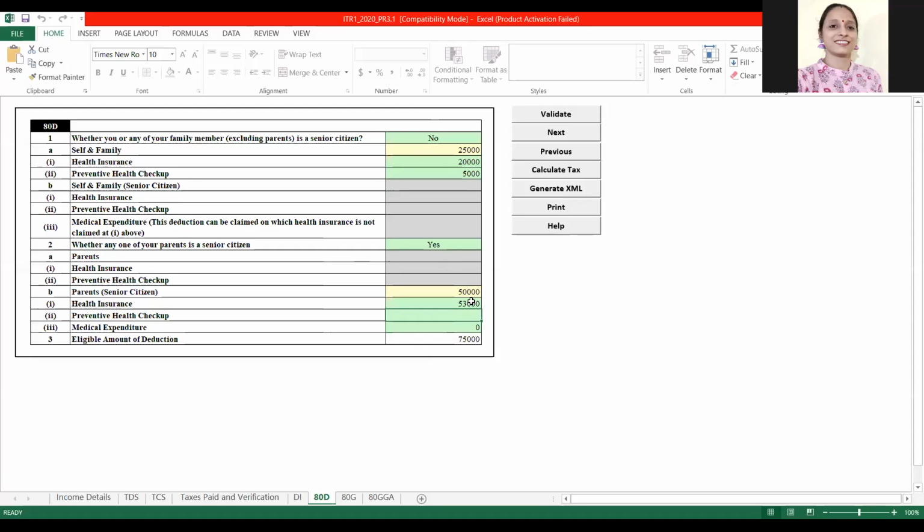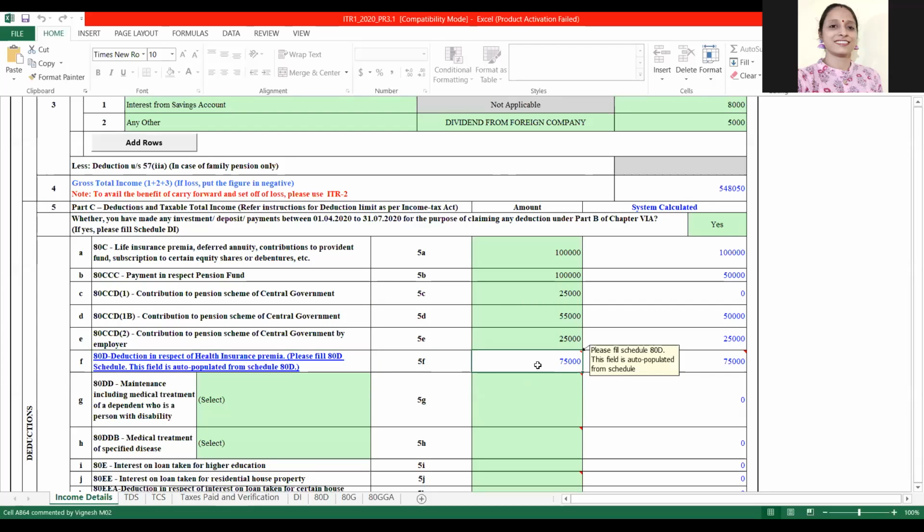And though I have a Mediclaim of 53,000 for my parents, it is taking 50,000 only, because that is the maximum amount of deduction which is available. So 50,000 and 25,000 for myself come together, clubbed together. It is taking 75,000 as deduction. Now this amount 75,000 will automatically be taken over here. You can see here, it is in blue. So human intervention is not allowed. The amount has been taken by the system.